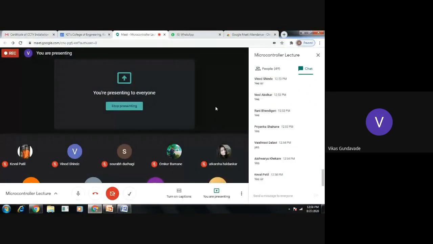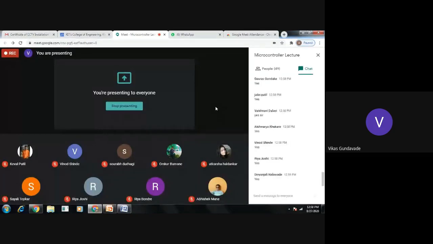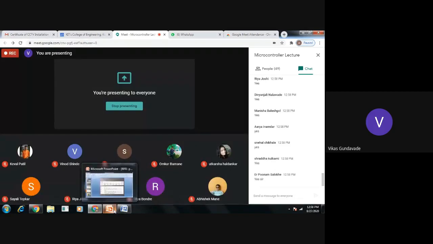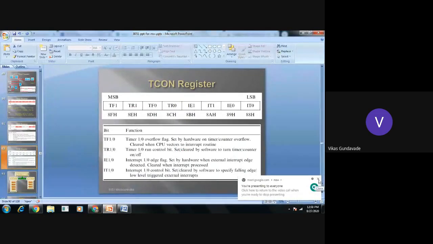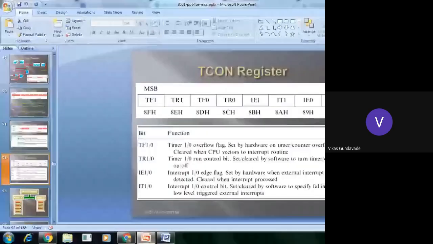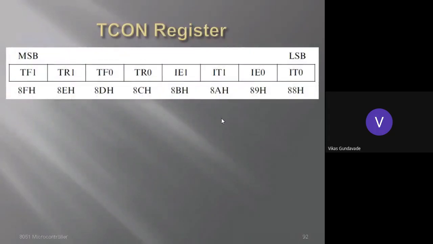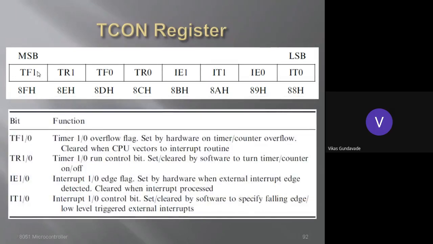Everyone got it about what is the timer, what is counter, and the function of SFR TMOD. Okay. Now the next one is one more SFR which is available with the timer, that is the TCON register. It is called timer control register. So the higher 4 bits of this register are used for timer. In these higher 4 bits, TF1 is called timer 1 overflow flag.